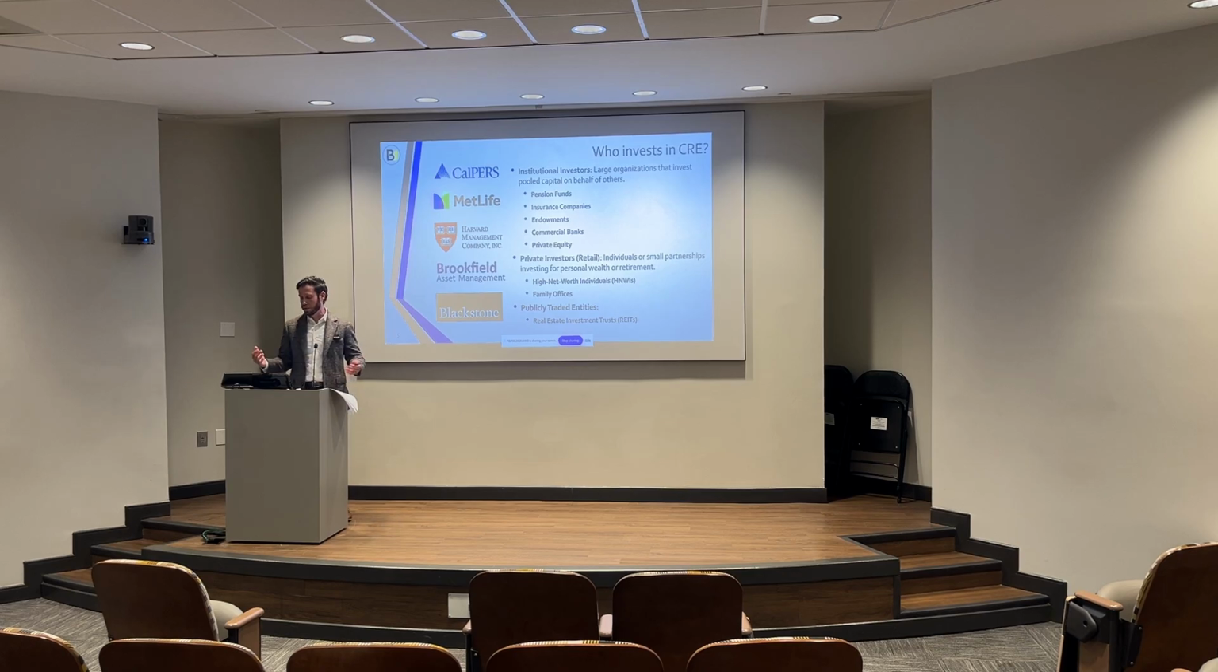So who are the types of groups that invest in commercial real estate? Before we dive in, I think it's important to remember that all of them are, again, trying to earn a return, and many of them have different strategies. Your institutional investors are large organizations that invest pooled capital on behalf of other individuals or groups. These include pension funds, insurance companies, endowments, commercial banks, and private equity. We've listed a couple examples here. Your pension funds are utilizing retirement funds to seek long-term stable cash flow. Your insurance companies are investing in a similar way into high-quality income-producing assets.